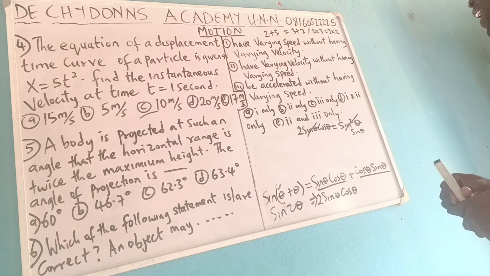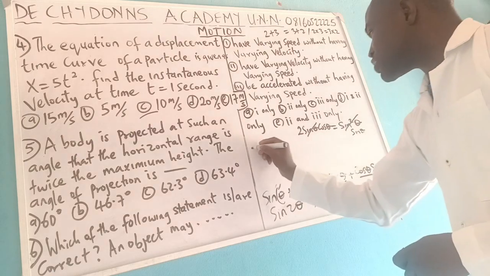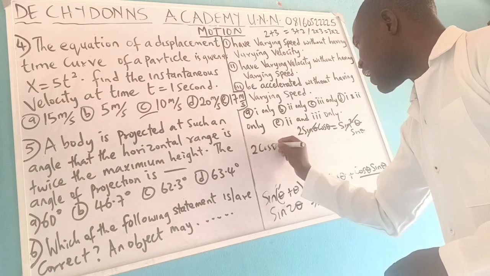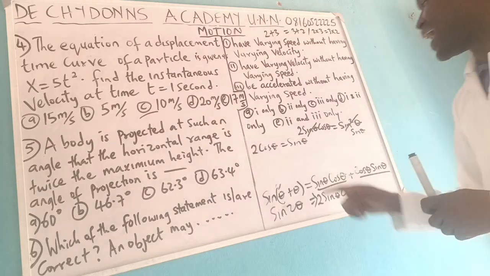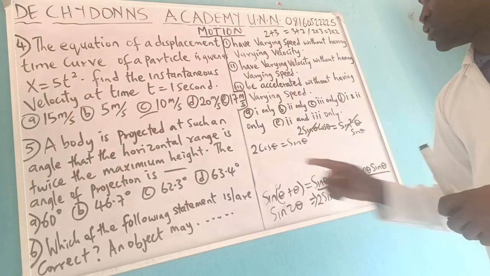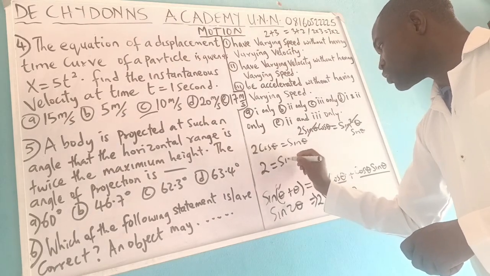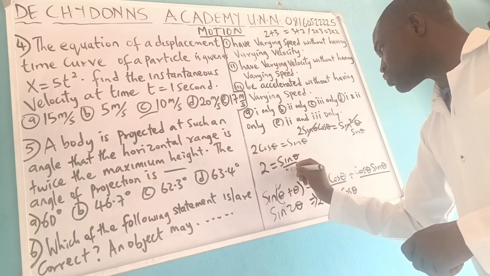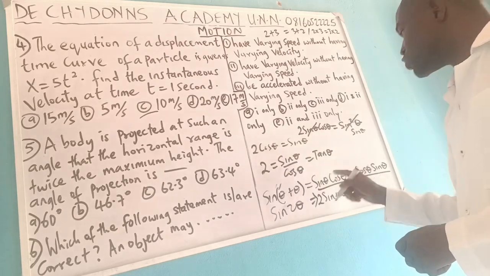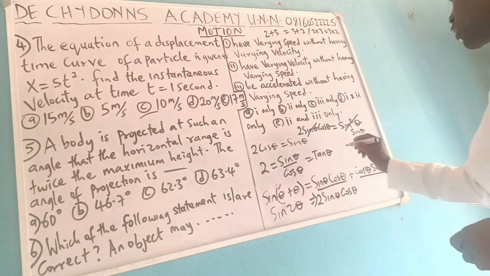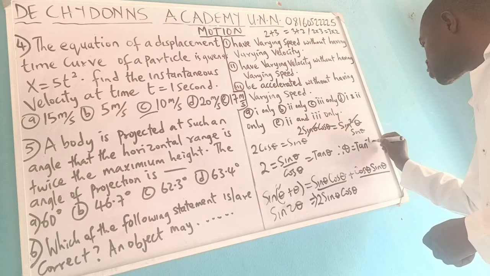Do you remember that sine over cos is tan? Watch it. 2 cos theta equals sine theta. But remember that sine over cos is tan. So this cos coming down here, we will have 2 equals sine theta over cos theta, which is equal to tan theta. So tan theta is equal to 2. Therefore, theta will be equal to tan inverse of 2.